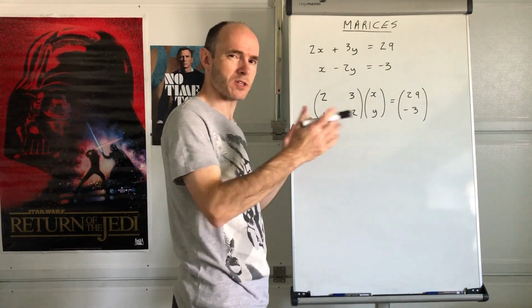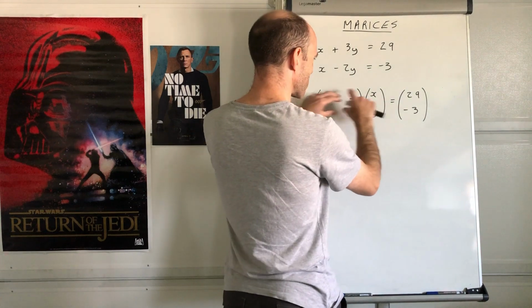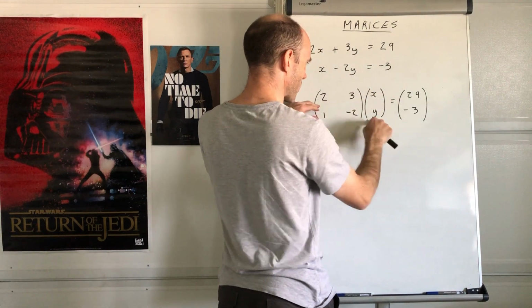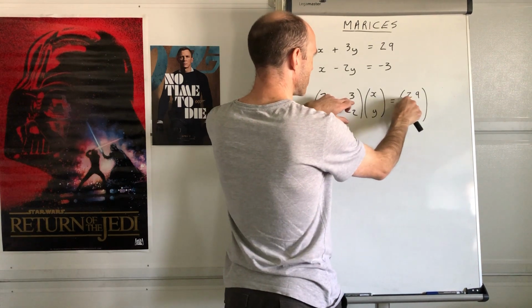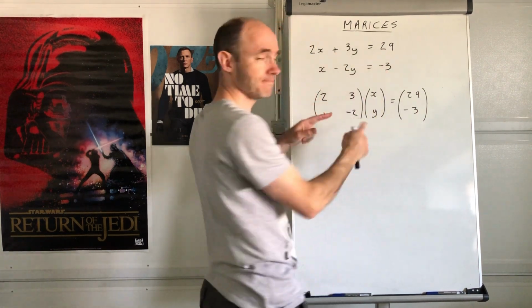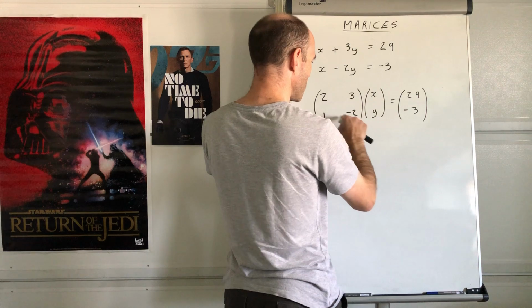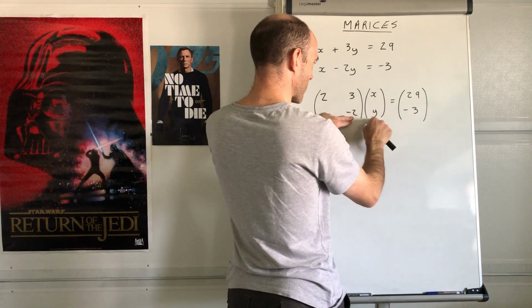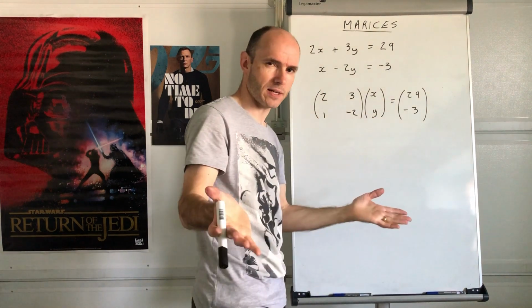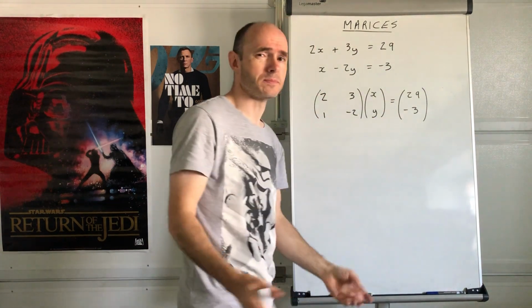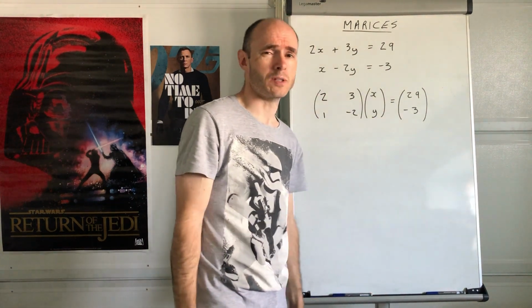Well, think about the matrix multiplication. When you do this matrix times this matrix, that row times that column, 2x plus 3y, and the answer is 29. 2x plus 3y is 29. And then the next row, 1x subtract 2y equals negative 3. x subtract 2y equals negative 3. Ta-da! There you go. So, what can you deduce from that?